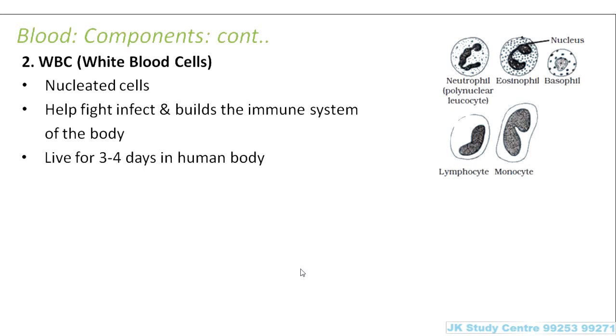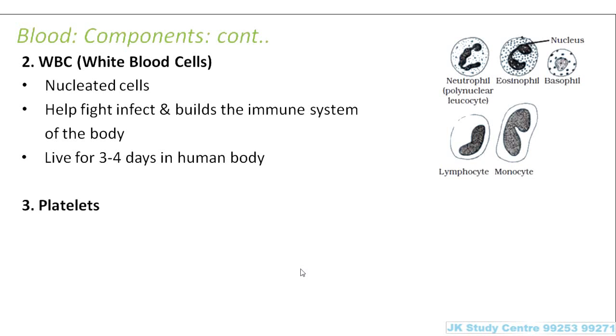They live for 3 to 4 days in the human body. So they live for only 3 to 4 days and after that they die, but they are generated again. They get generated very quickly and their lifespan is also very short. Here in this picture you can see the different types of WBC cells: neutrophil, eosinophil, basophil, lymphocyte, monocyte. These are the different types of white blood cells. We will talk about the detail of these cells in our higher classes.